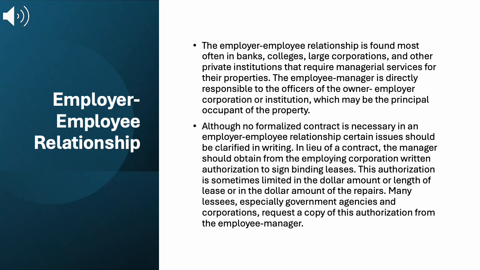The employee manager is directly responsible to the officers of the owner-employer corporation or institution, which may be the principal occupant of the property. Although no formalized contract is necessary in an employer-employee relationship, certain issues should be clarified in writing. In lieu of a contract, the manager should obtain from the employing corporation written authorization to sign binding leases. This authorization is sometimes limited in the dollar amount or length of lease or in the dollar amount of the repairs. Many lessees, especially government agencies and corporations, request a copy of this authorization from the employee manager.